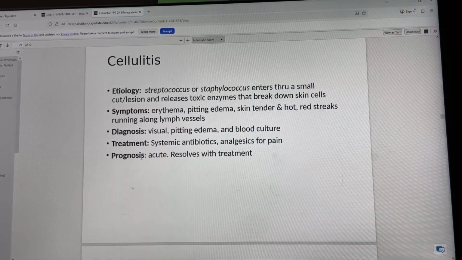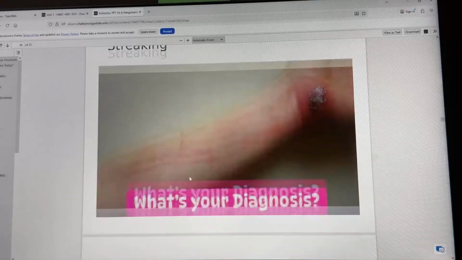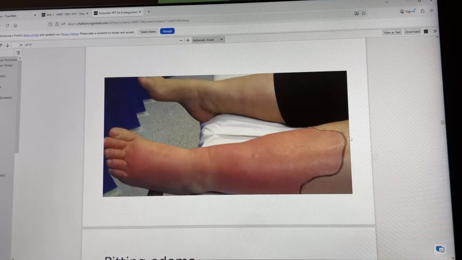This is usually acute. You get it, you get treatment, it gets better. Here's a picture of that redness and swelling of the legs. So this person is having cellulitis of the lower leg here.